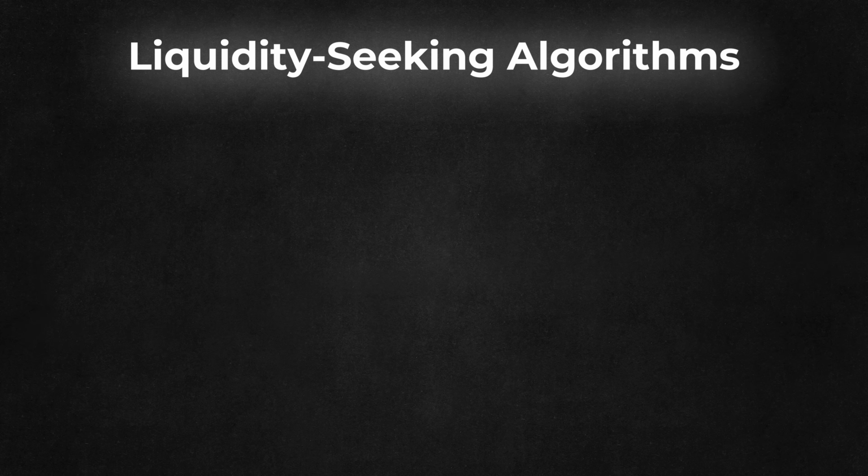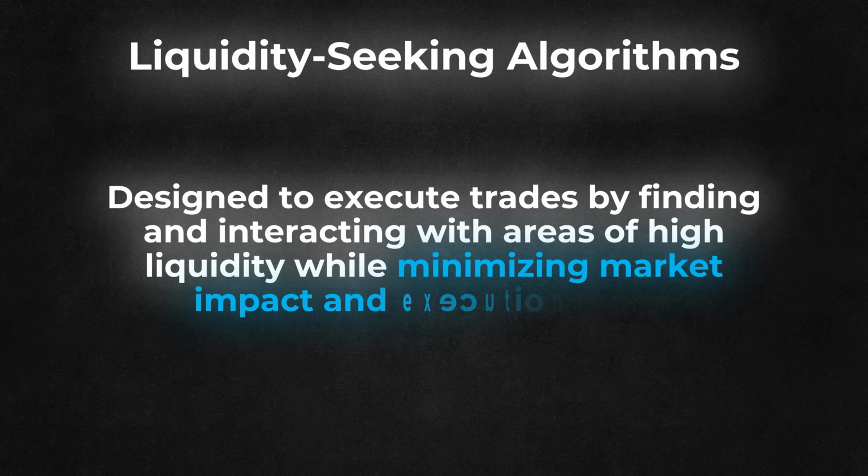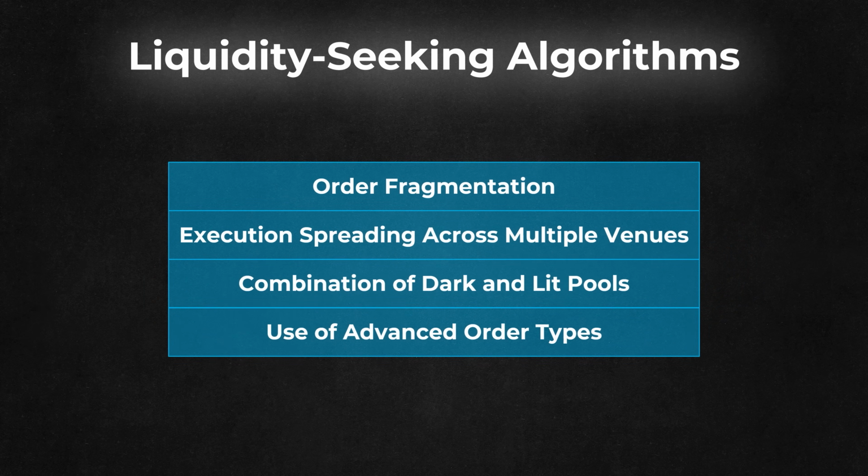Liquidity-seeking algorithms. Liquidity-seeking algorithms are designed to execute trades by finding and interacting with areas of high liquidity while minimizing market impact and execution costs. It's a type of execution algorithm. These algorithms are especially useful for large orders or in markets where liquidity is fragmented across multiple venues or order types. The liquidity-seeking algorithms fragment orders to avoid exposure, spread the execution across multiple venues.